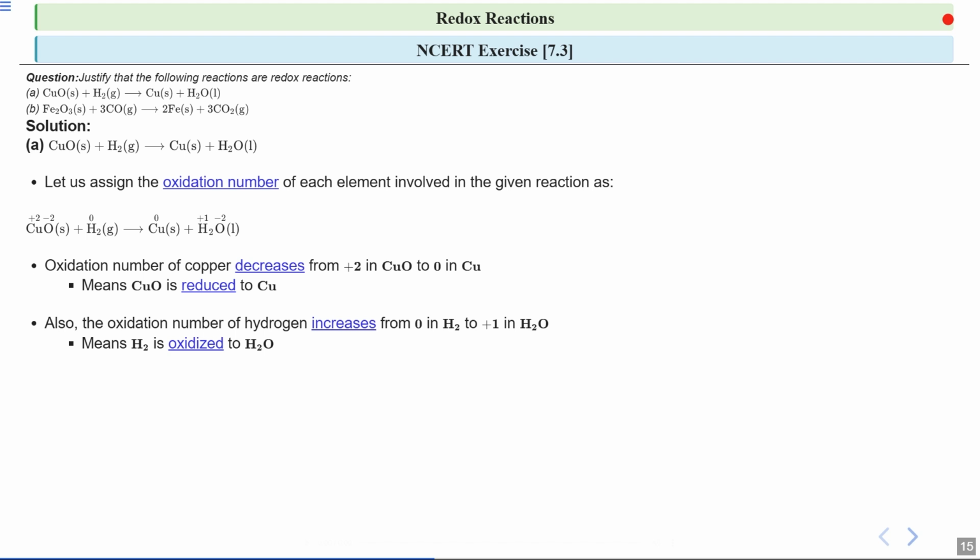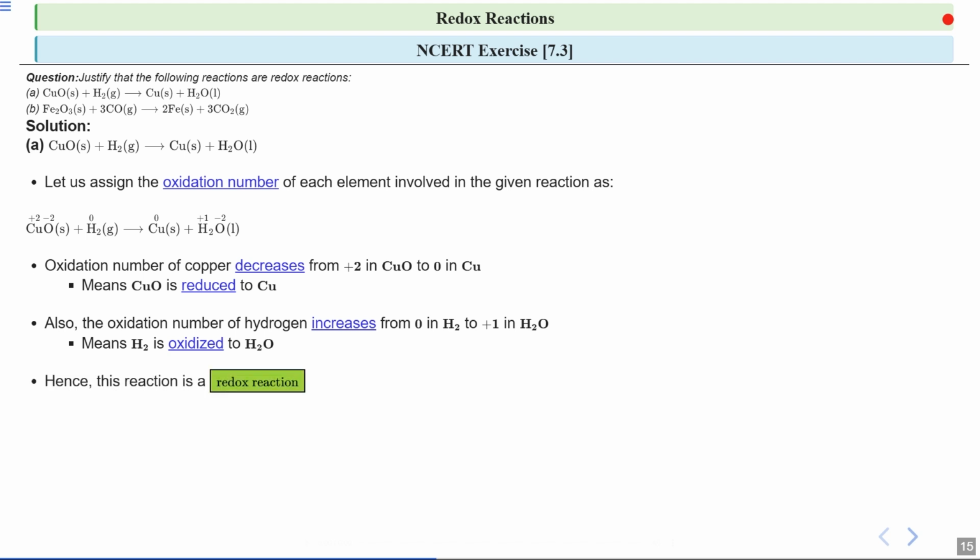Now you can think about both of these half reactions in terms of the classical concept. How? Here the copper is being formed by removing one oxygen from the copper oxide. So you are removing an electronegative element from CuO. That is the classical definition of reduction. Similarly, your hydrogen is added to oxygen, so your hydrogen is getting oxidized due to the addition of one electronegative element. So from both perspectives, we can say that your CuO is getting reduced and your H2 is getting oxidized.